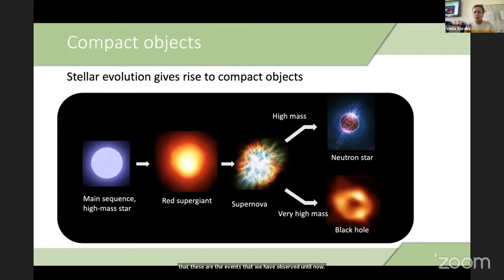So what are these compact objects? The ones that we consider, because these are the ones that we can detect, as we discussed in the previous days, are neutron stars and black holes. Those are the remnants of a normal stellar evolution of a main sequence high mass star that, depending on its mass, will leave a neutron star or a black hole.